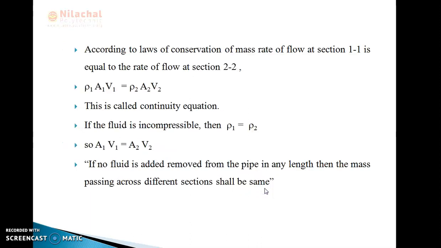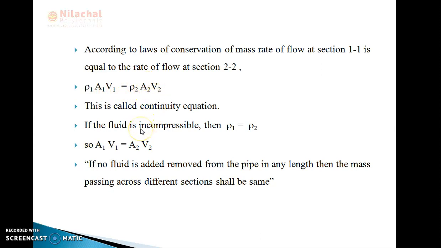Now you are applying the conservation of mass, that is the rate of flow at the section 1 is equal to the rate of flow at the section 2. So you can write rho 1 A1 v1 is equal to rho 2 A2 and v2. This is your continuity equation. The continuity equation, that is rho 1 A1 v1 is equal to rho 2 A2 v2.